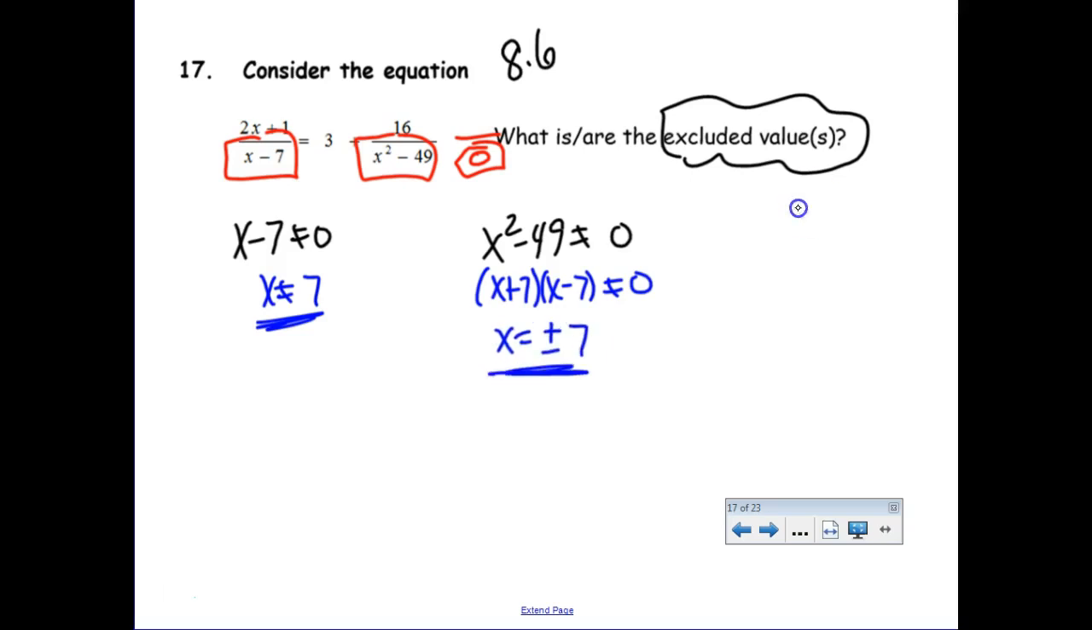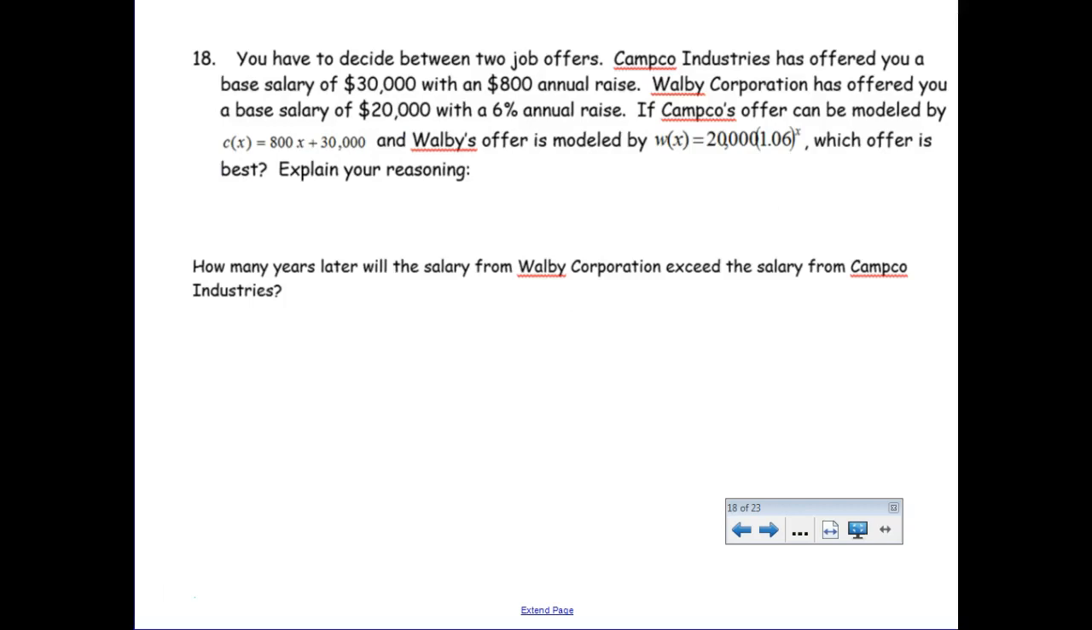So if I start making a list of things that I can't have as answers, those are my excluded values. So I say x cannot equal plus or minus 7. That's all they want in that question. Some of you go to the extra effort of actually solving it, and that's silly. Don't do that.